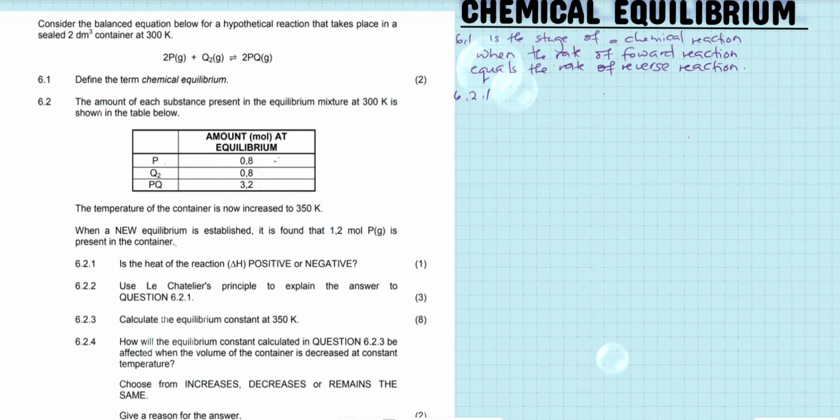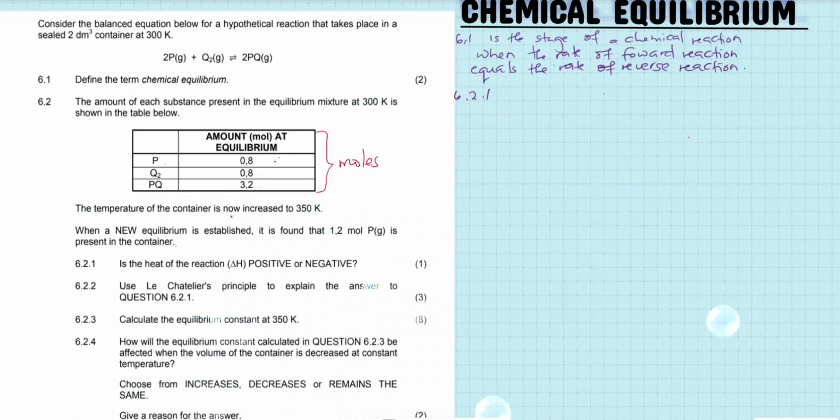Define the term chemical equilibrium. So chemical equilibrium is defined as a stage in a chemical reaction when the rate of forward reaction equals the rate of reverse reaction. The amount of each substance present in the equilibrium mixture at 300 Kelvin is shown in the table below. In the table we have reactants and products on this side, then the amount at equilibrium. The amount at equilibrium is the number of moles.